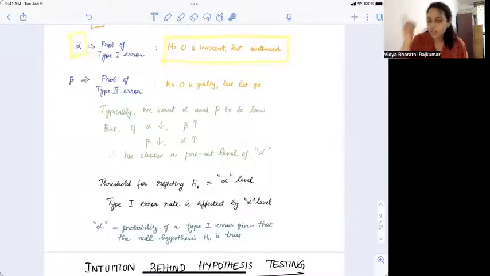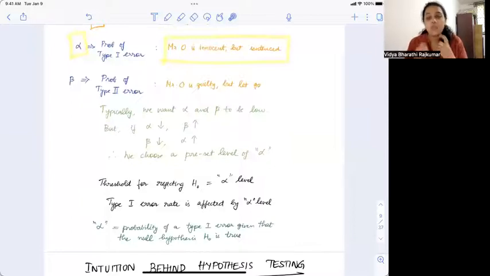Now, in the cheating example, if I set a threshold of 5%, it could very well be the case that there is no cheating happening. But because I see an event which has only a 1% chance of happening, and I see that happening, and because 1% is less than 5%, it leads me to conclude that the null is false. But in truth, maybe there was no cheating happening, but I've wrongly concluded and rejected the null. So I've essentially committed a type 1 error.